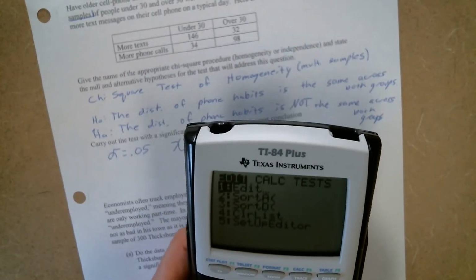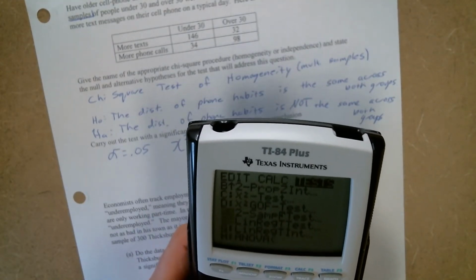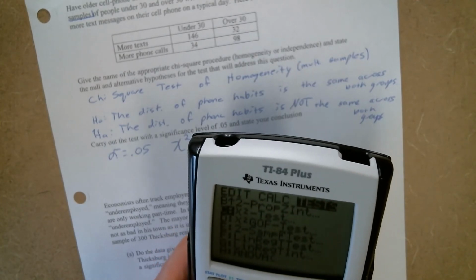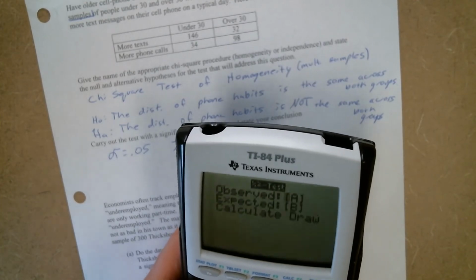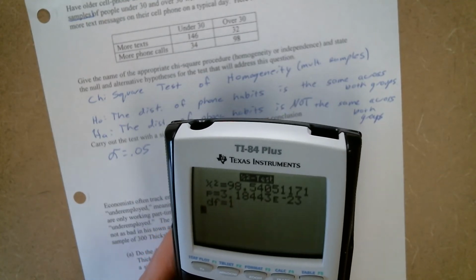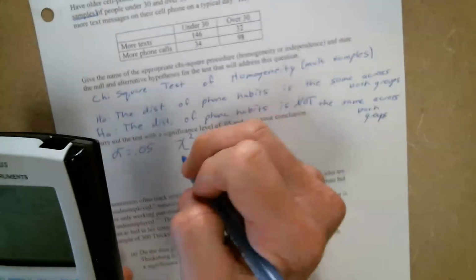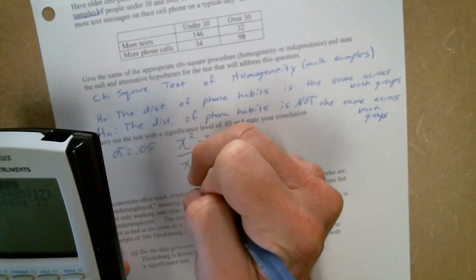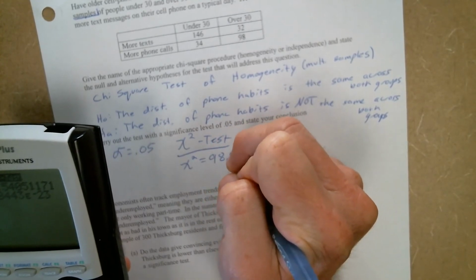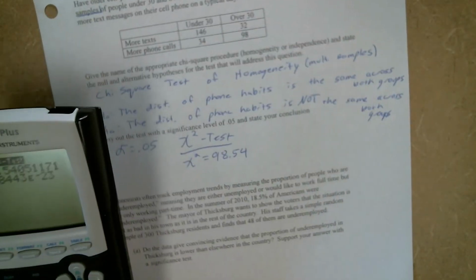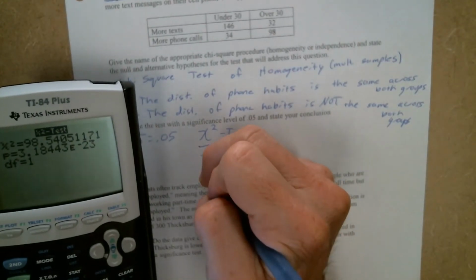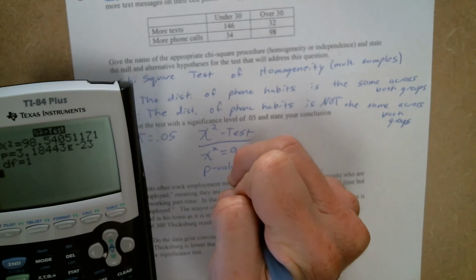I then go to stat tests. I'm doing the chi-squared test, not the goodness of fit test, the chi-squared test. My observed is A. It's going to put my expecteds into B. That's fine. And then you'll see that it gives me my results. So my chi-squared statistic is 98.54, which is a pretty big number. And then my p-value, be careful there.